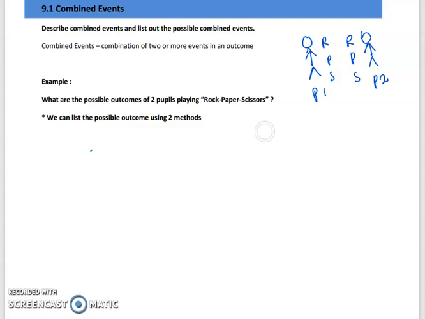Apakah kemungkinan yang berlaku? What are the possible outcomes? So we can list the possible outcome using two methods here. First method is listing possible outcome. Second method is using tree diagram. Let's look at it one by one. So, listing possible outcome.